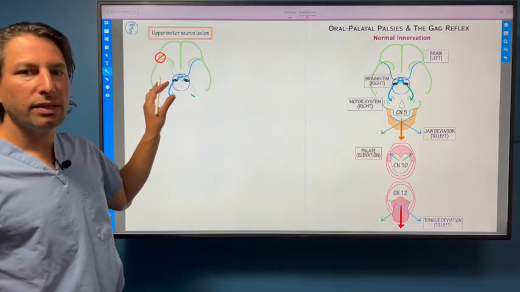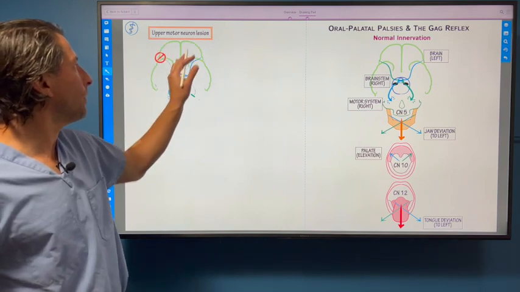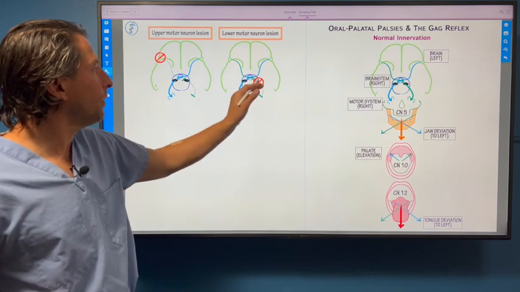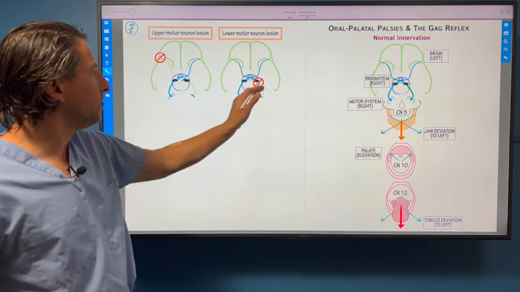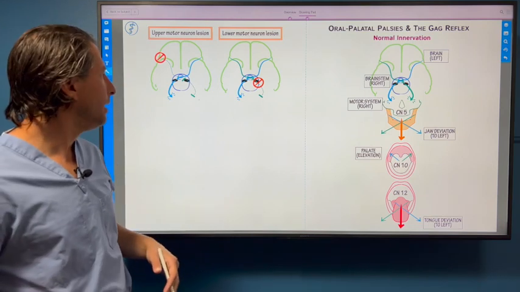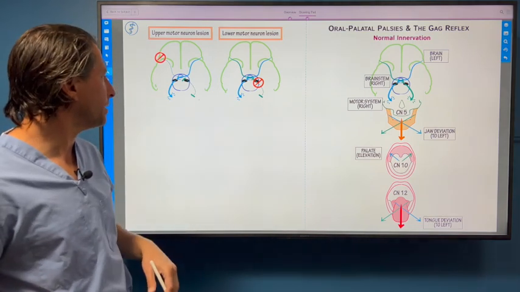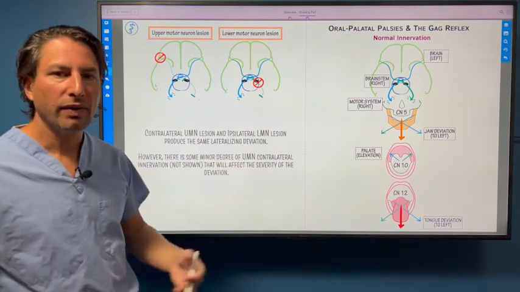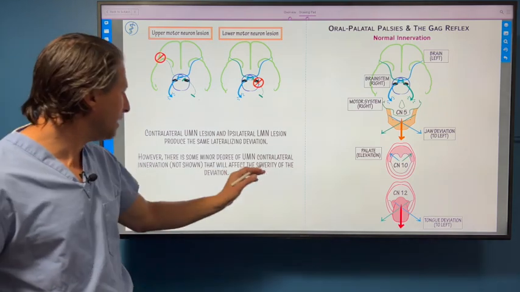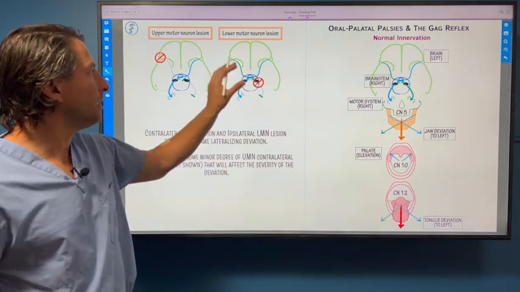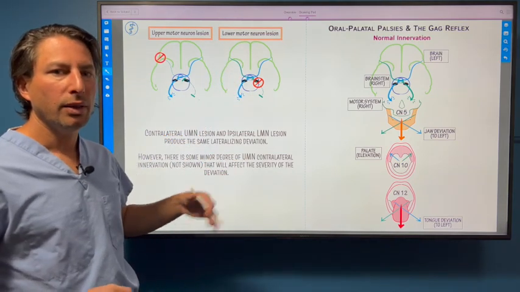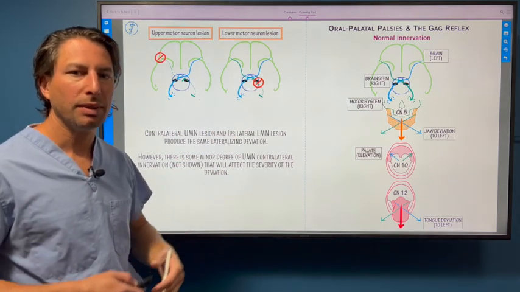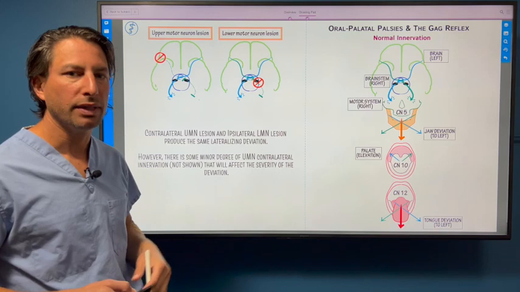So what happens in these various injuries? Here we see an upper motor neuron lesion on the right, and here a lower motor neuron lesion on the left. Both of these are going to cause the same imbalance and cause deviations in the same direction. Note, however, that there is a minor amount, and there's varying degrees depending on the cranial nerve, of contralateral innervation. So basically there'll be some sparing. So the more severe lesion will come from a lower motor neuron lesion, whereas an upper motor neuron lesion will be less severe because of its contralateral innervation that's causing some sparing.